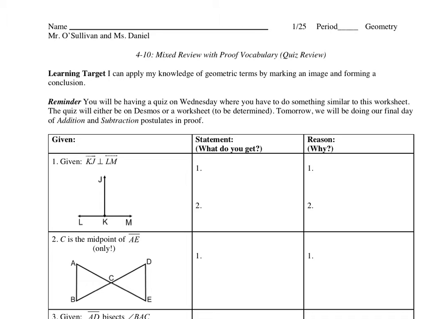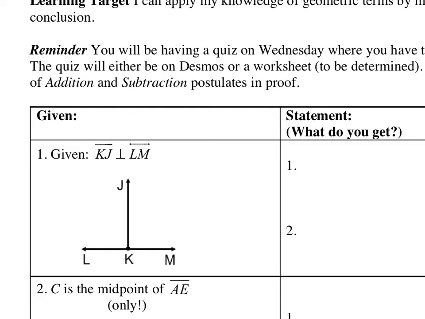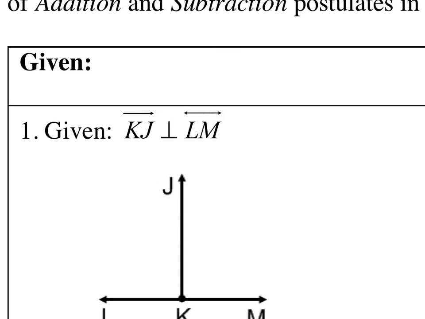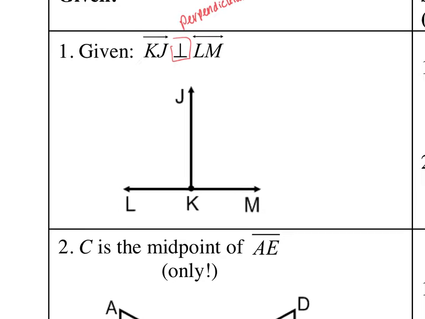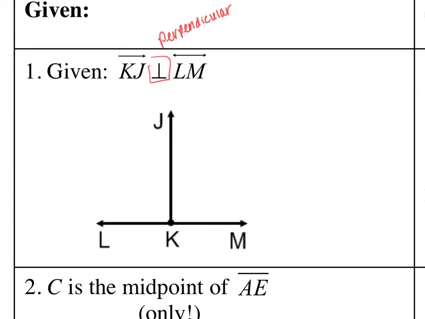So let's begin. Our learning target for today is I can apply my knowledge of geometric terms by marking an image and forming a conclusion. Our first example, we have KJ is perpendicular to LM, so whenever you see this symbol right here, that is your perpendicular symbol. So what I need to know is when I have KJ and it's perpendicular to LM, I have segment KJ right here. I'll make it a little thicker. KJ is right here, and it's perpendicular to LM.